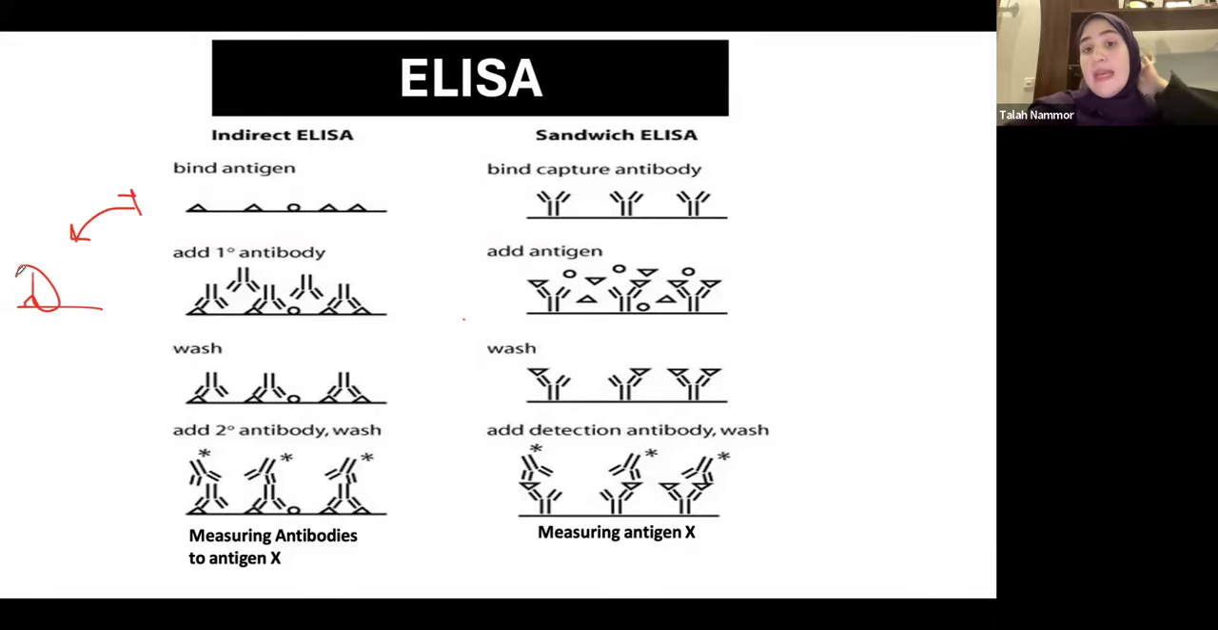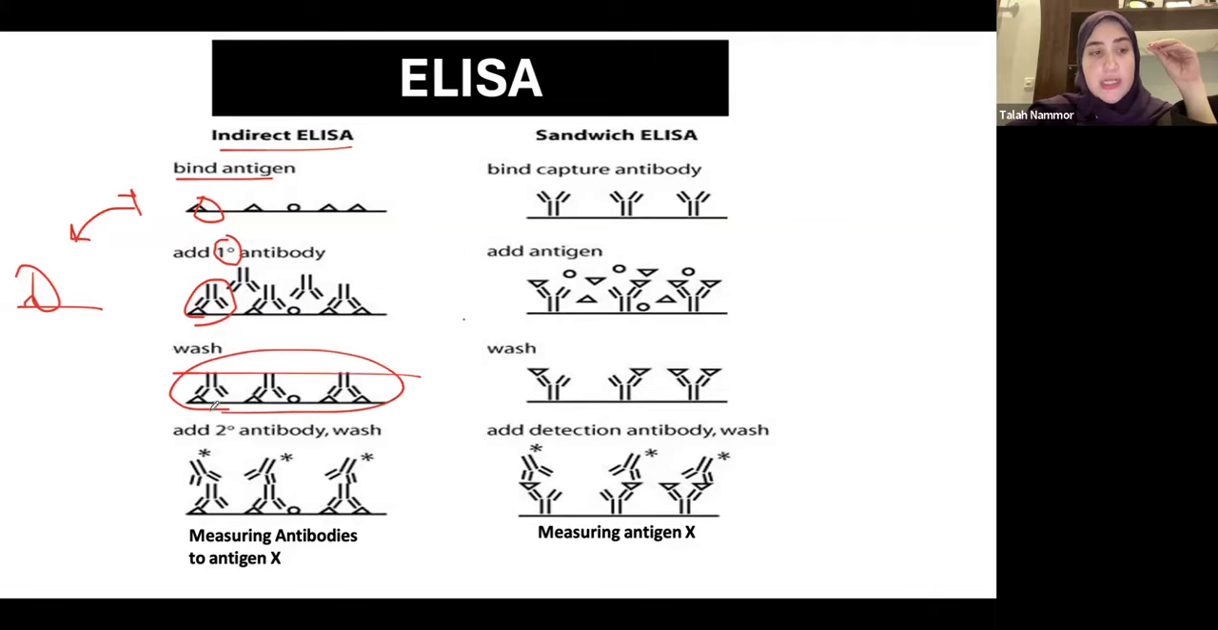In indirect ELISA, what happens is we're going to add an antigen. This is the antigen. Then we're going to add a primary antibody, an antibody that recognizes this antigen. So here we have an antigen antibody complex. What we're going to do is wash, so we remove all the excess and we're only going to have the complex that we have right here stuck in here.